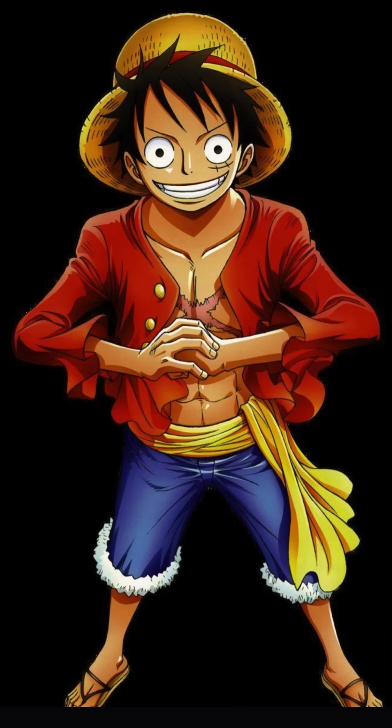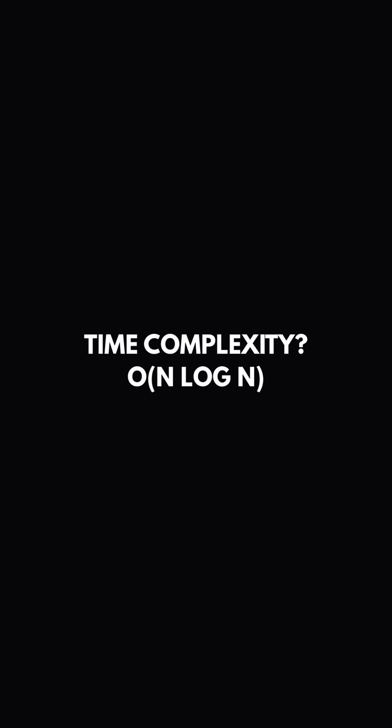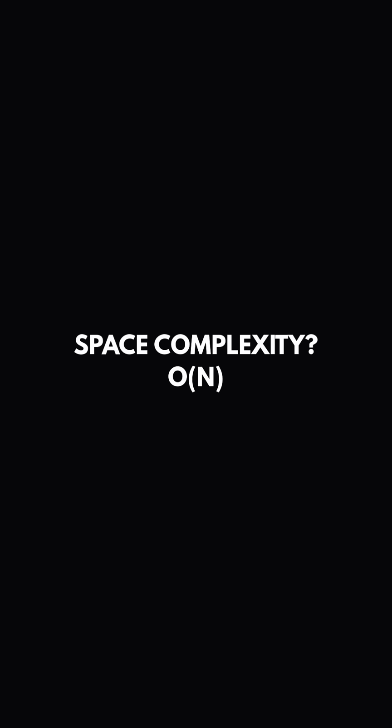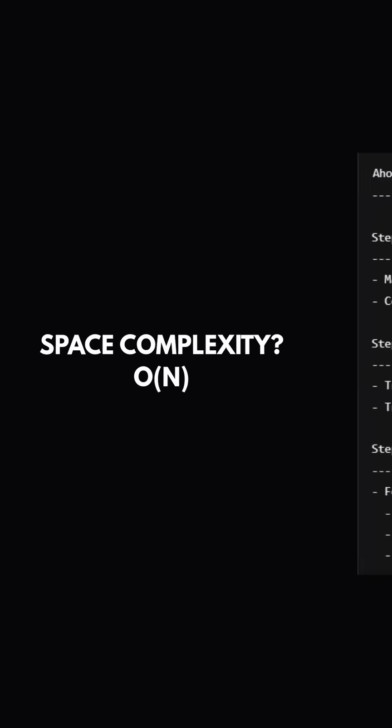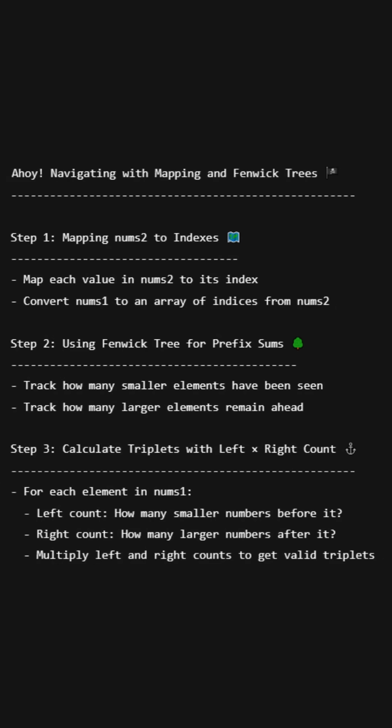Now for efficiency. The time complexity of this approach is O(n log n), because we perform log n operations for each element with the Fenwick tree. Space complexity is O(n) for storing the mapping and tree structure. So instead of brute forcing our way through the problem, we navigate smartly using mapping and Fenwick trees, making this problem feel like a smooth sail rather than a stormy sea.